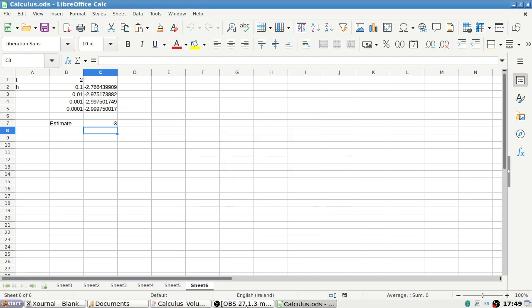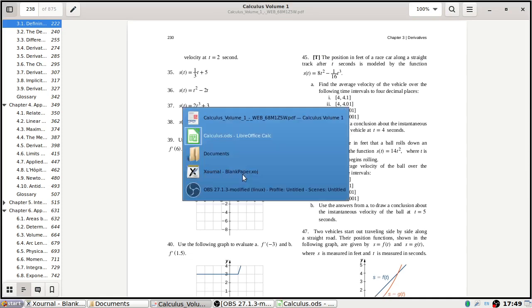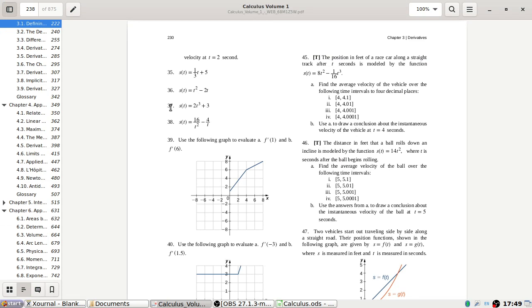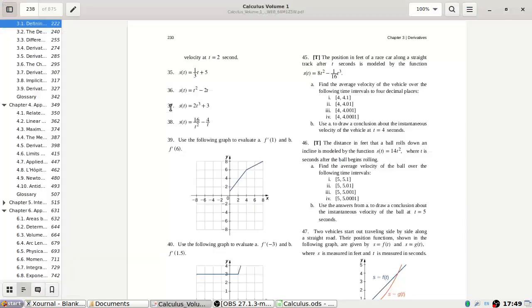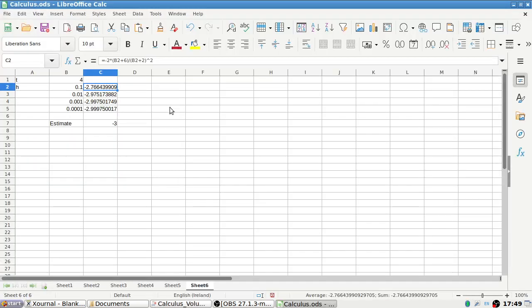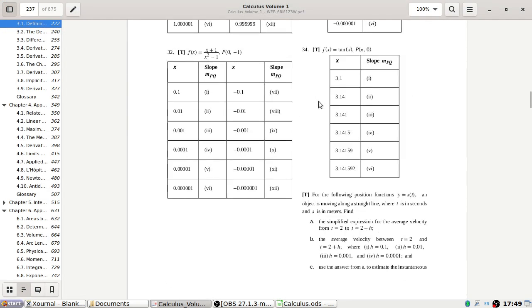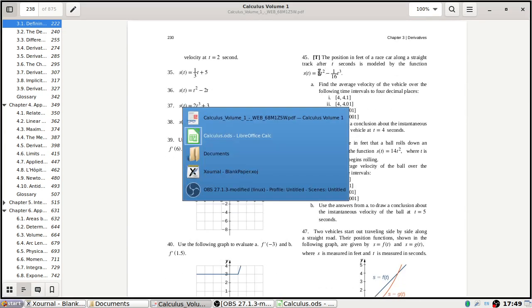Okay, so this one, it is 4, and then the h is the usual 0.1, 0.01, 0.001, and then 0.0001. Oh, actually this one's a little bit different than the one earlier. Yeah, it's a little bit different.